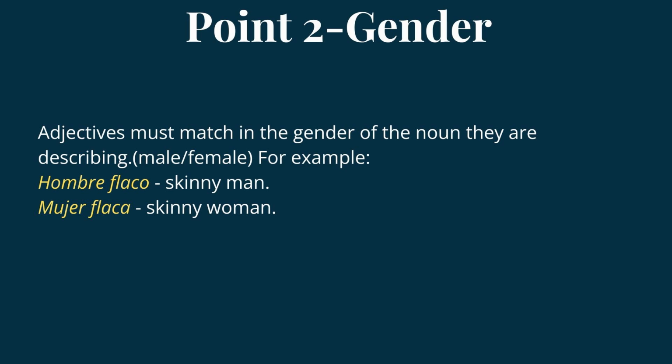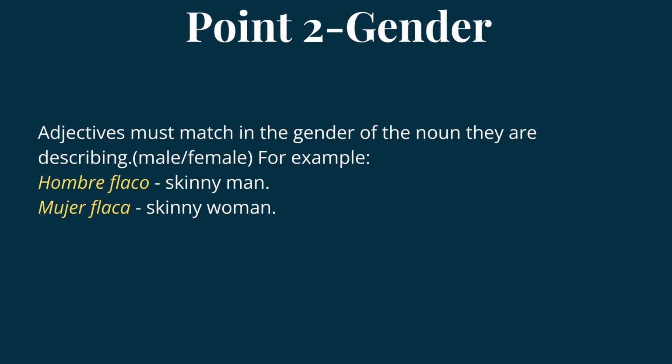Okay, so here is the second point. The adjectives in Spanish must match the gender of the noun they're describing. So either male or female. So we know that nouns are important in Spanish and gender in nouns are important in Spanish. So nouns usually have a gender, but adjectives do not have a gender. They're like neutral, but they do take on the form or the gender of the noun that they're going to be modifying or describing.